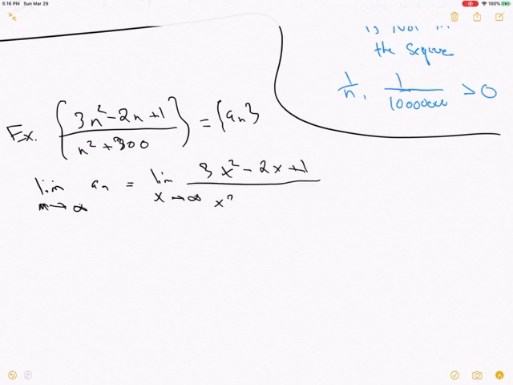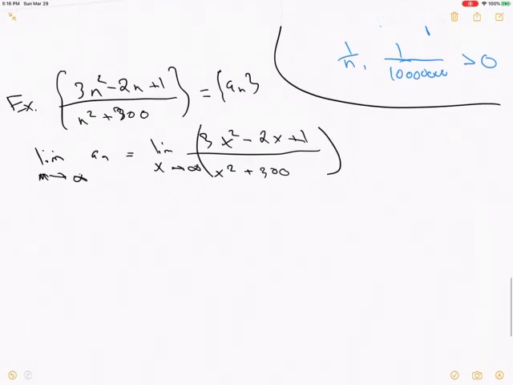Now you remember from calculus 1 how to take limits of things like this, and limits are super well behaved. If you calculate the limit, which I trust you can do, you'll see that this thing is actually equal to 3. So that's an example of how we calculate limits of sequences.